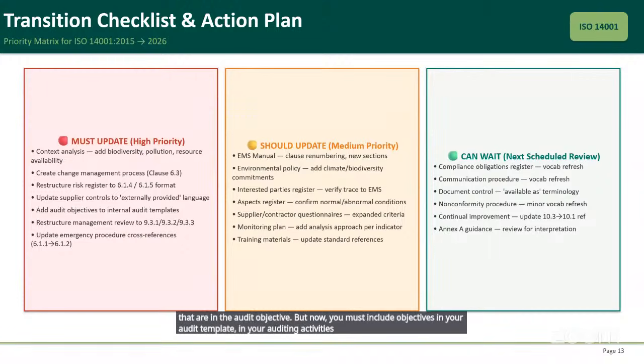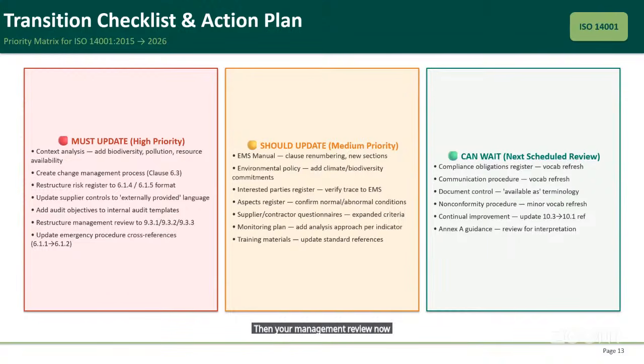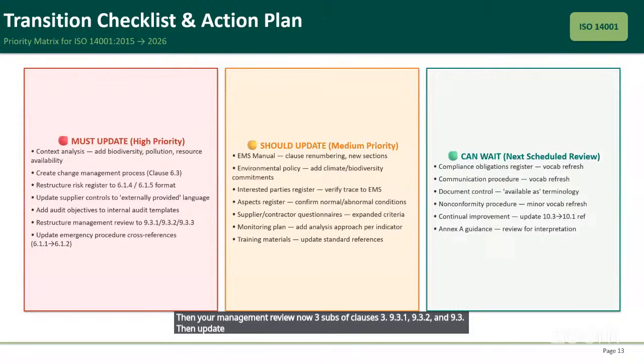Then your management review now has three subclauses: 9.3.1, 9.3.2, and 9.3.3. Then update emergency procedure cross-reference. That is 6.1.1 and 6.1.2.